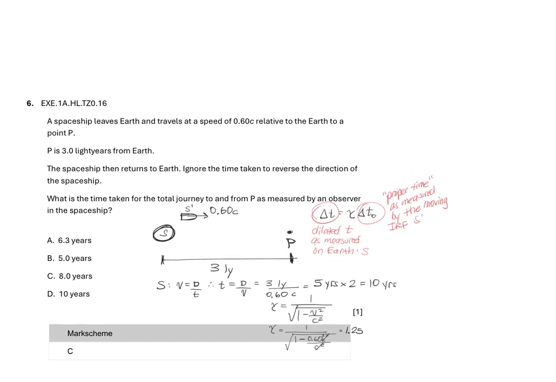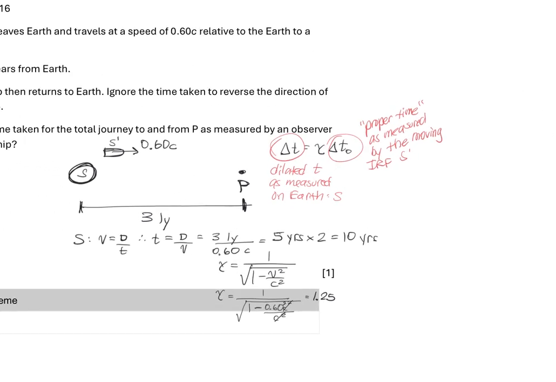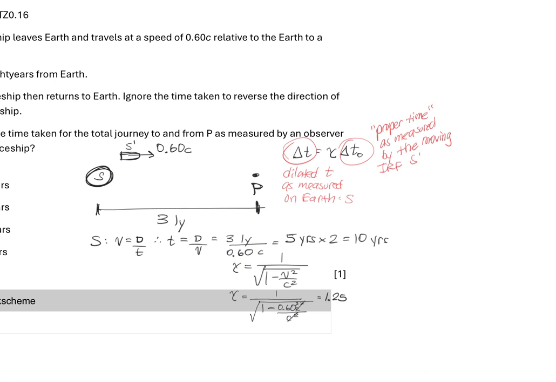And so we can figure out that time measured on Earth by just a simple speed is distance over time. And so the time would be 3 light years divided by 0.6 times the speed of light. That turns out to be 5 years. Don't forget it's round trip, so 5 years times 2 is 10 years. And so that 10 years right there, that's the delta T. That's not what we're looking for.